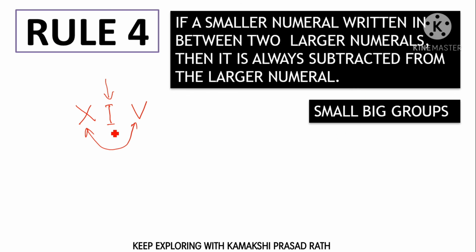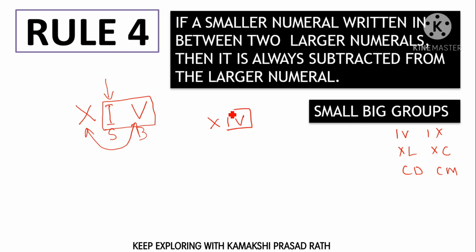So subtraction is done only when we have a small big group. Remember, which is on the right hand side. So we are using a small big group. And we know the small big groups. We have IV, IX, XL, XC, CD, CM. So wherever we have a small big group, we have to identify them. So when I write X, I, V, this is one group now. So this one will be separated. So X is 10 and IV, we know IV is 4. So 10 plus 4, it becomes 14.